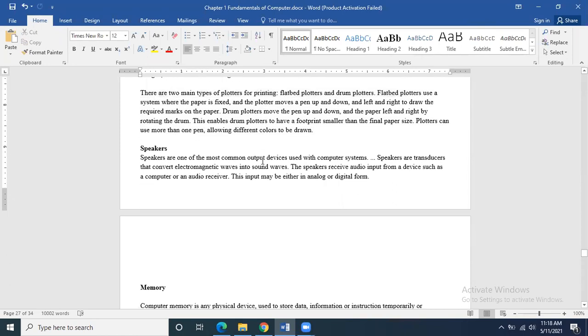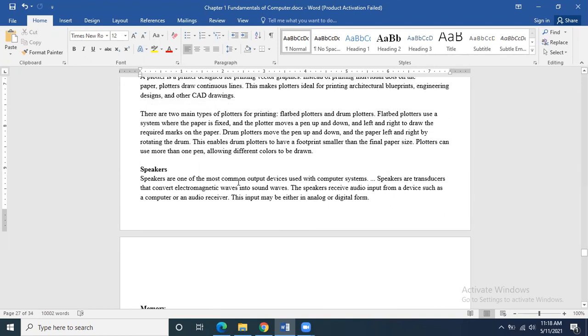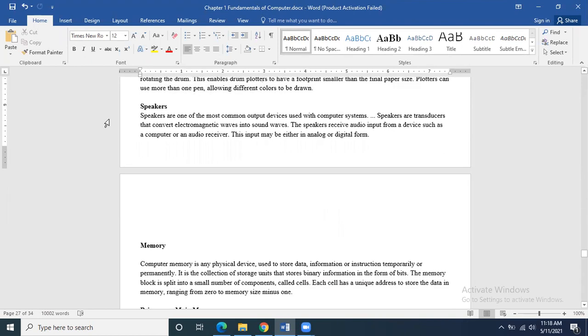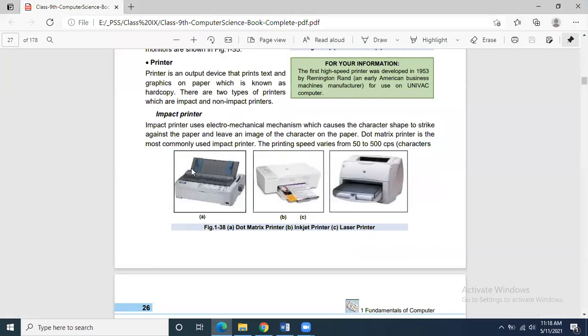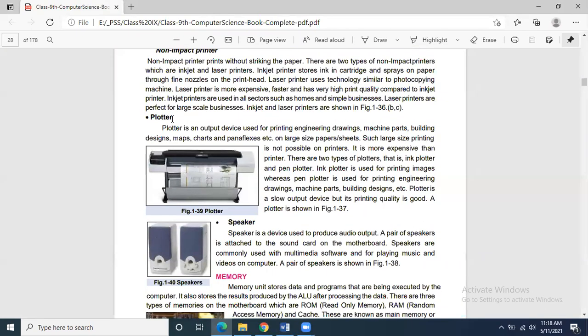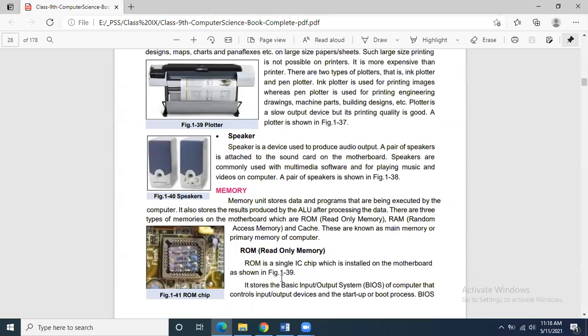Both are used at commercial level. I will also, inshallah, attach one video of the working of these two in your Google Classroom so that you can go through it. If you go to your book, you will see there is quite a short definition about the plotter, so I have also covered these two types over here. Now come towards the speaker.